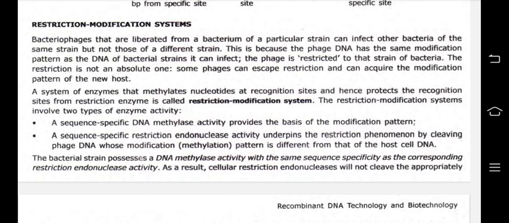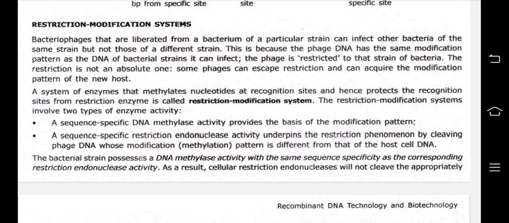Some phages can escape restriction and can acquire the modification pattern of the new host. A system of enzymes that methylates nucleotides at recognition sites and hence protects the recognition sites from restriction enzymes is called a restriction modification system. The restriction modification system involves 2 types of enzyme activity. A sequence-specific DNA methylase activity provides the basis of the modification pattern. Then a sequence-specific restriction endonuclease activity underpins the restriction phenomenon by cleaving phage DNA whose modification or methylation pattern is different from that of the host cell DNA.